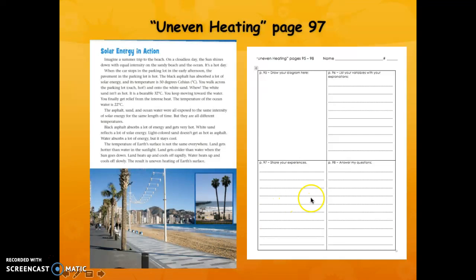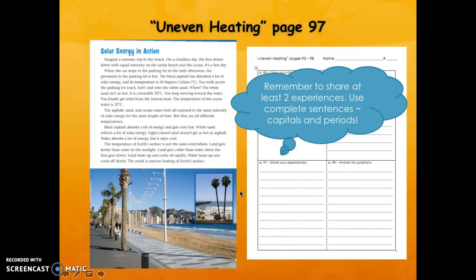I would like you in this section to share 2 experiences, okay? So remember, you're going to share 2 and use complete sentences. That means capitals at the beginning, periods at the end. Just tell me of a couple times when you can remember being on a hot surface, maybe with your bare feet, or something you've experienced in your life where the surface of the earth was different temperatures. And just tell me, you know, when and where you were. Stop the video, and then we'll move on.